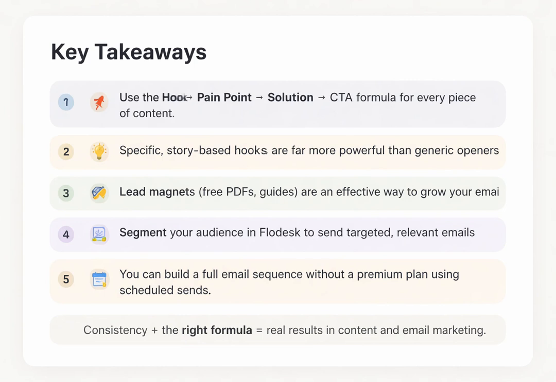3. Use lead magnets like free PDF guides to grow your email list. Give value first, and people will willingly share their contact information. 4. Segment your audience so you're always sending the right message to the right people. Relevance is everything in email marketing. And 5. You don't need to spend money on premium plans to get started. A well-planned, scheduled email sequence can be just as effective. Stay consistent, apply the formula, and you will see real results.